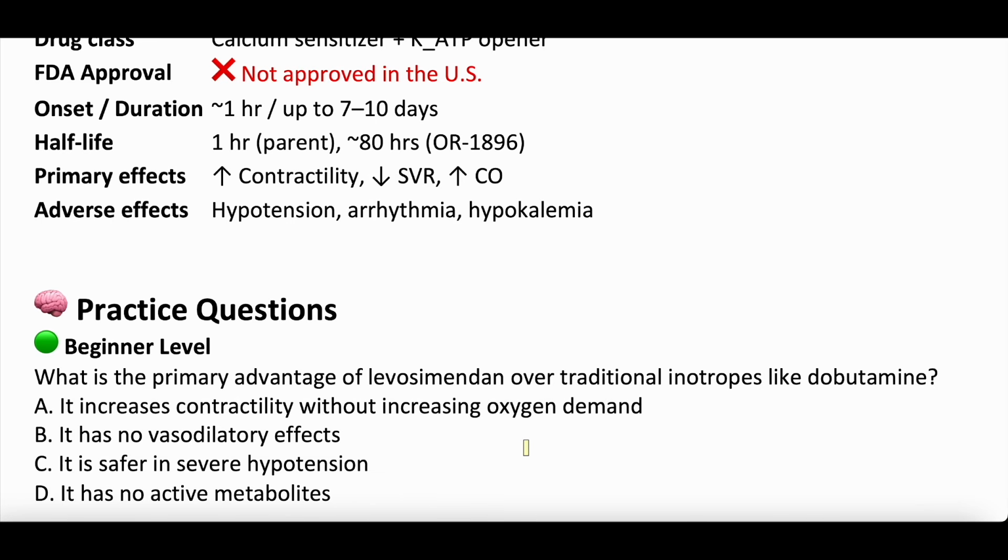All right, beginner level question. What is the primary advantage of Levosimendan over traditional inotropes like Dobutamine? A, it increases contractility without increasing oxygen demand. B, it has no vasodilatory effects. C, it is safer in severe hypotension. Or D, it has no active metabolites. All right, pause here if you need more time.